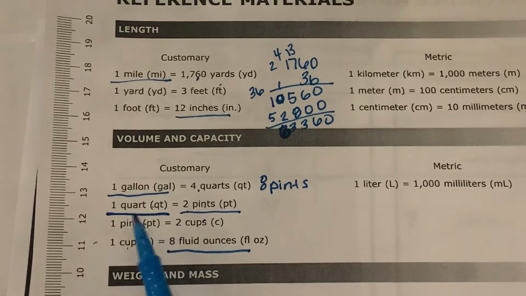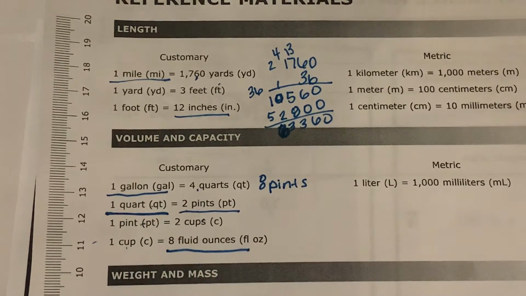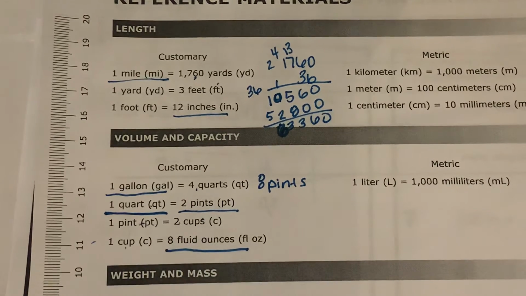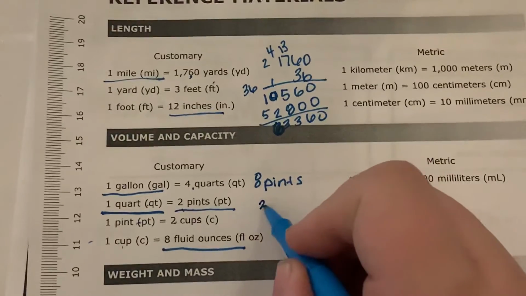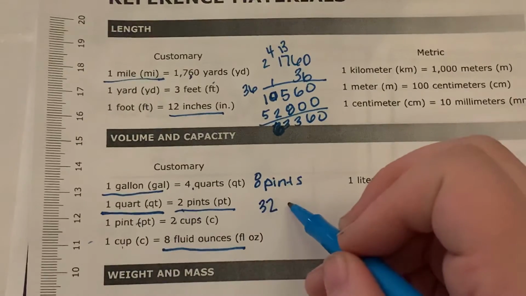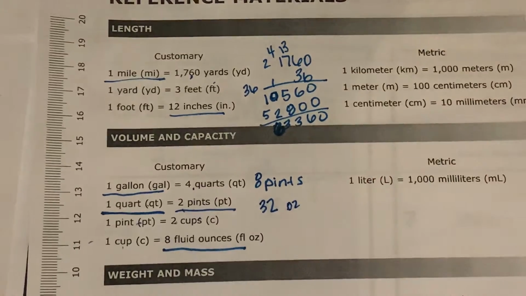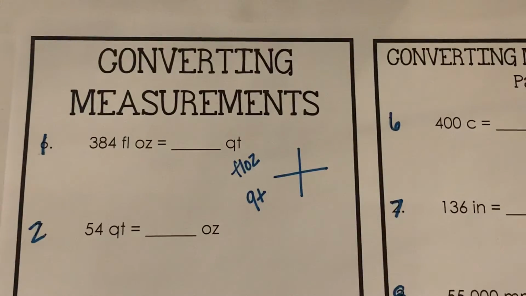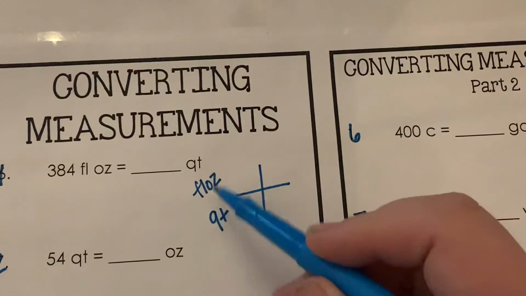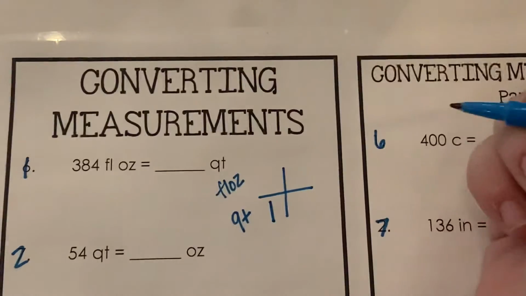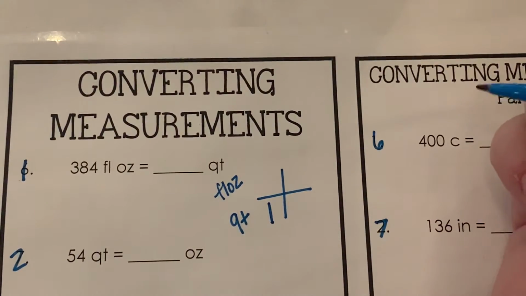Okay, so how do we get this 8 up here? 8 times 2 is? 16 times 2 is? 32. So 1 quart is 32 ounces, right? So we flick back over here. So my 1 has to go with my quart. So is my 1 going to go on top or bottom? If my 1 goes with my quarts, where am I putting quarts here? Top or bottom? Bottom. My 32 is my ounces. So where does that go?